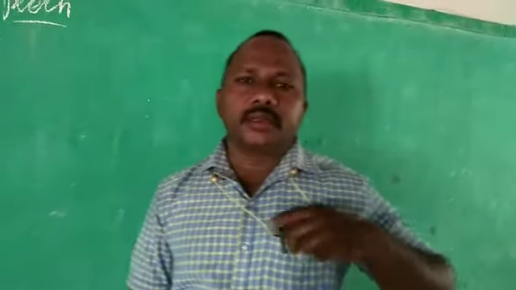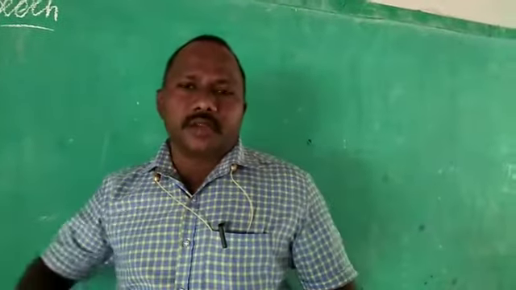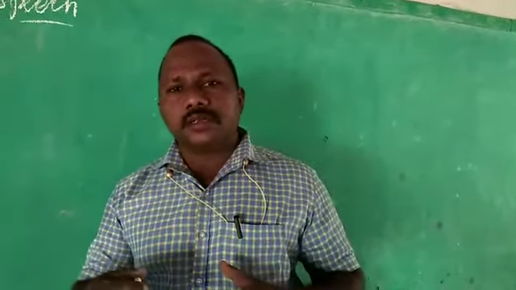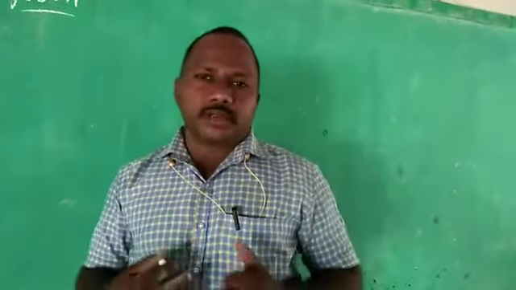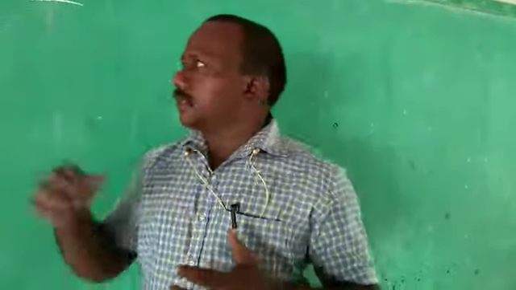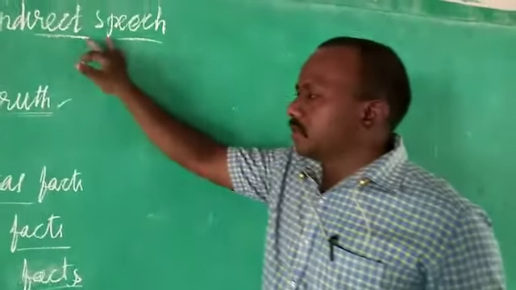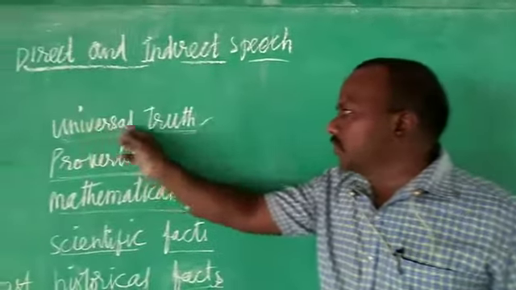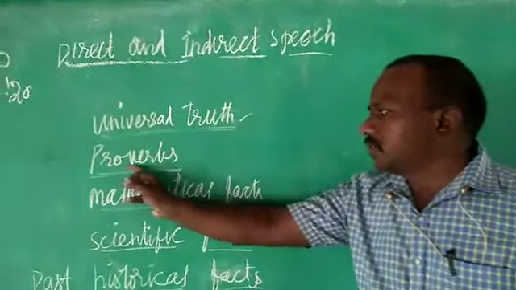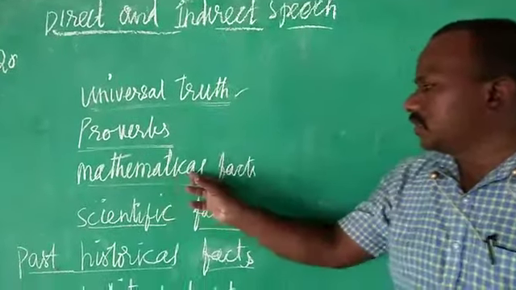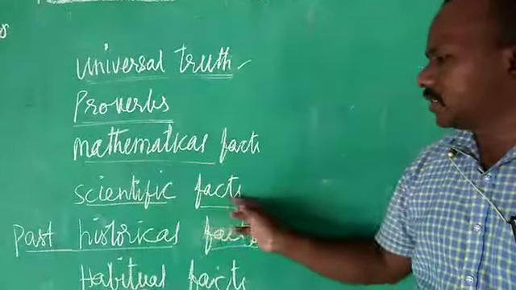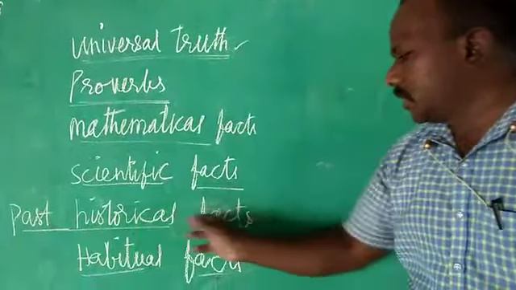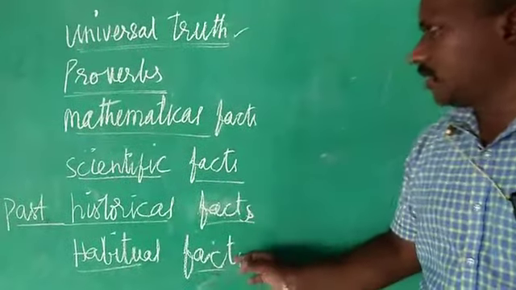Good morning, children. In the previous class, we discussed different sentences and how we change direct to indirect. Today we came to the last topic, that is direct and indirect speech. We have some sentences on universal truth, some sentences on proverbs, some sentences on mathematical facts, scientific facts, and past historical facts and habitual facts.